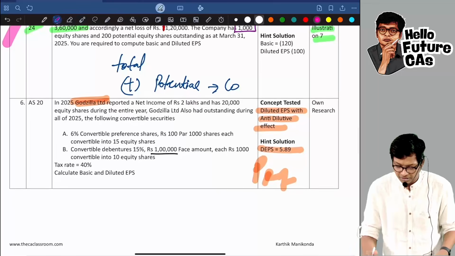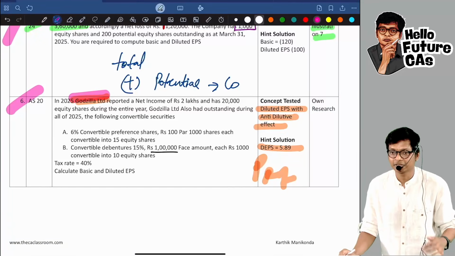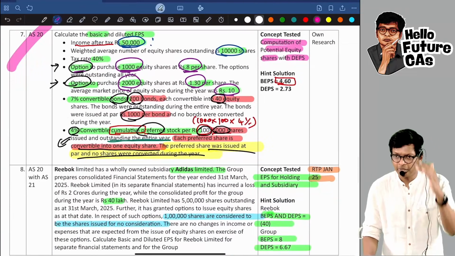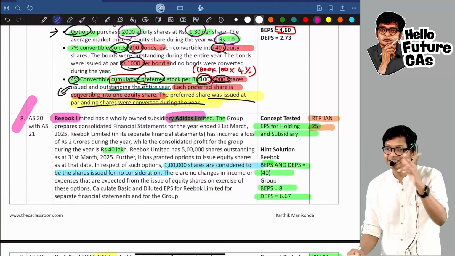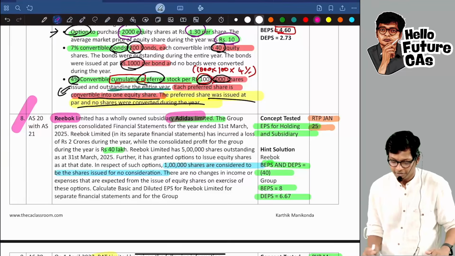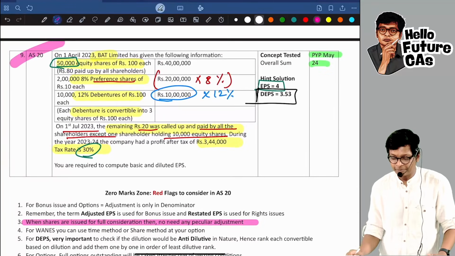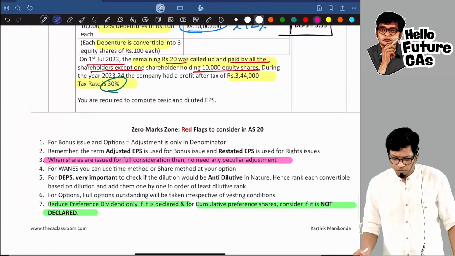Be happy if that comes. Easy. Next we saw question number 6, Godzilla. That's where I introduced rank. Then question number 7, today we did an easy one with options inclusion. Question 8, Reebok and Adidas, holding subsidiary consolidation. Very easy, AS 20 and 21, pretty easy. Then we saw a past exam question covering all adjustments. Red flags we are yet to read, correct? So let me quickly read.